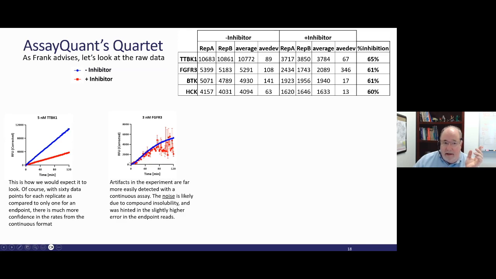It's nice and continuous at the very beginning. It gets noisier and noisier and noisier. That's got all the hallmarks of something that's crashing out of solution. All right. Then the fun starts.